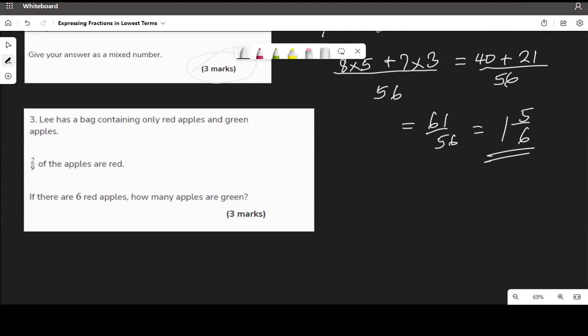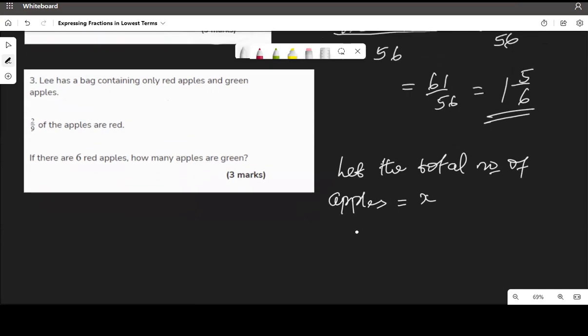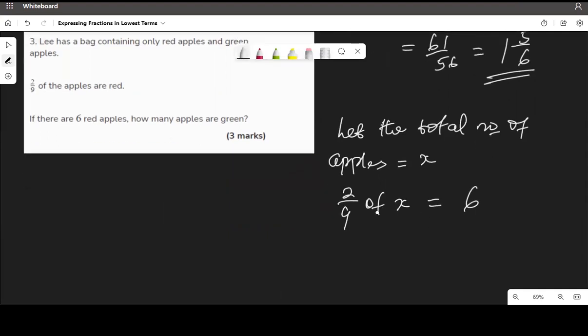Okay. Here we don't know the total number of apples. So we can say let the total number of apples be x. And the question says 2 over 9 of the apples are red. If there are 6 red apples, how many are green apples? So 2 over 9 of x is equal to 6. And "of" in maths means multiplication. That means 2 over 9 multiplied by x is equal to 6.